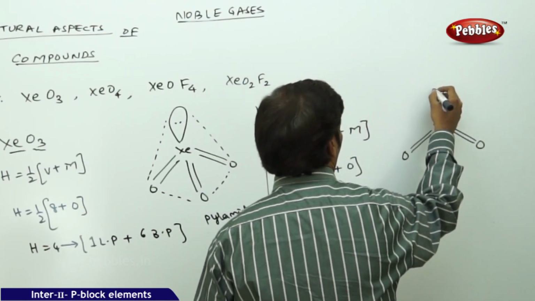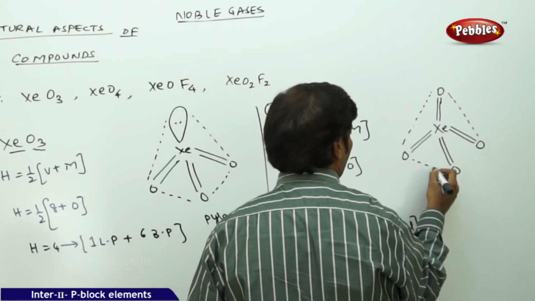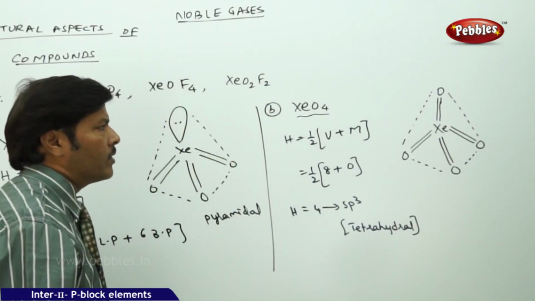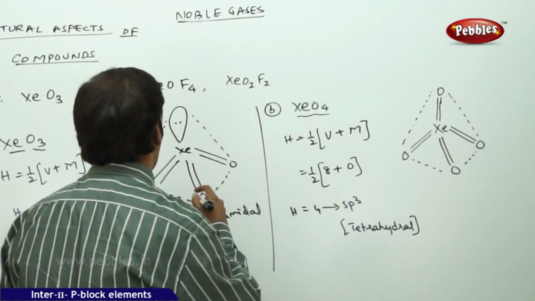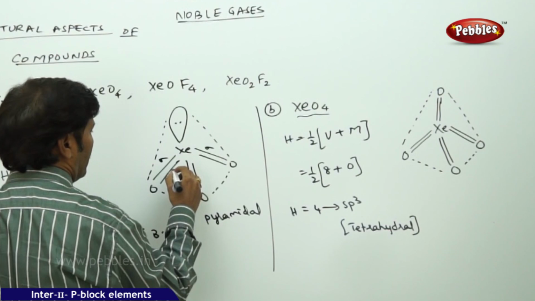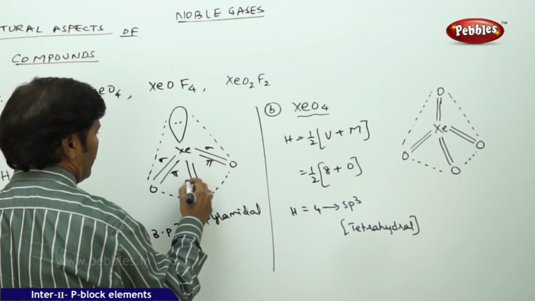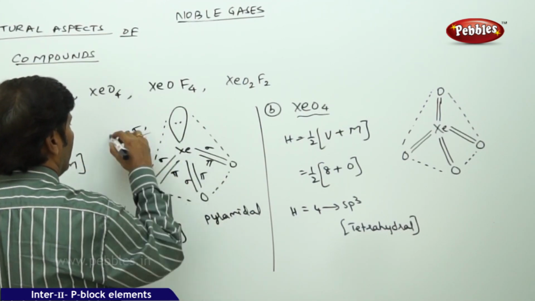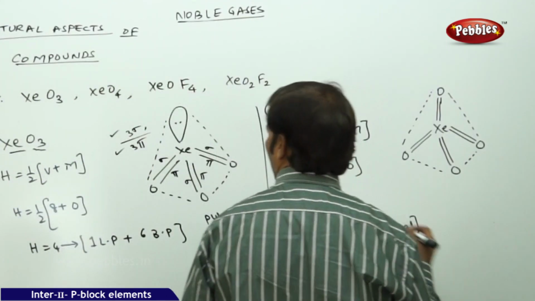So here we can take, so this is xenon tetroxide. This is definitely tetrahedral in shape, and you have one more thing here. Here we have sigma, sigma, pi, then this is pi, and this is sigma, and this is pi. So we have 3 sigma and 3 pi bonds present in the case of xenon tetroxide.